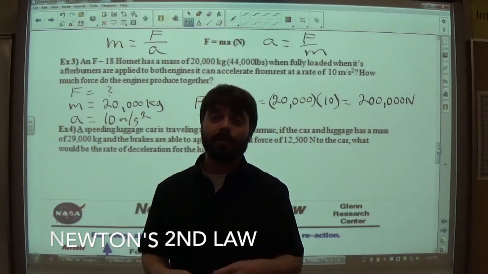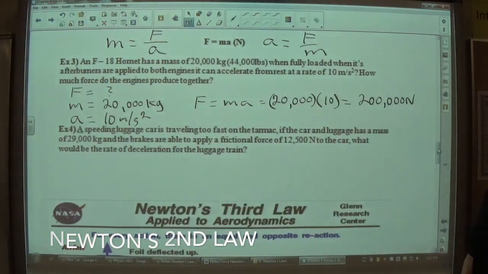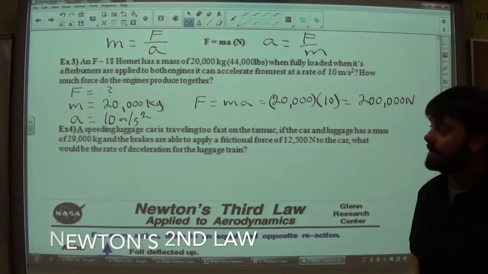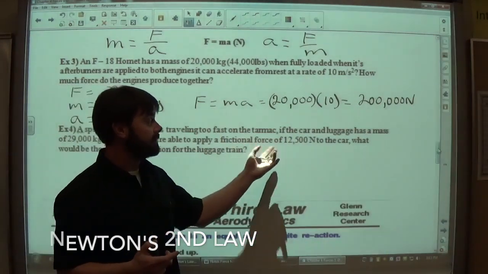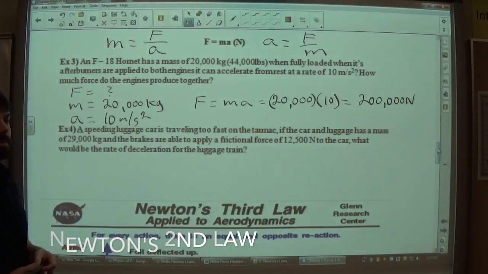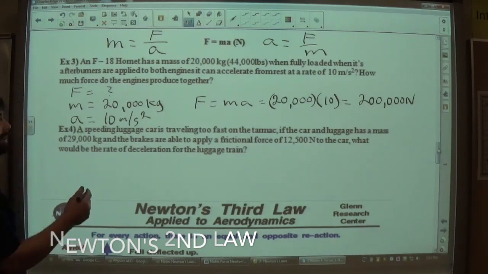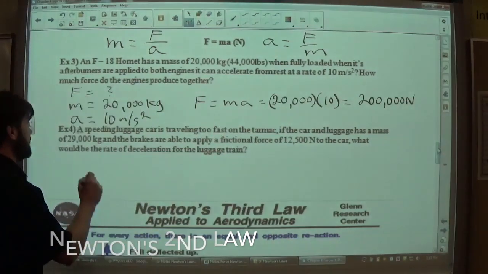For example number 4, they say a speeding luggage cart is traveling too fast on the tarmac. The cart and luggage have a mass of 29,000 kilograms, and the brakes are applied, giving a frictional force of 12,500 newtons to the cart. What would be the rate of deceleration, which is just a negative acceleration? Follow the same steps: list the variables, list the equation, and solve.